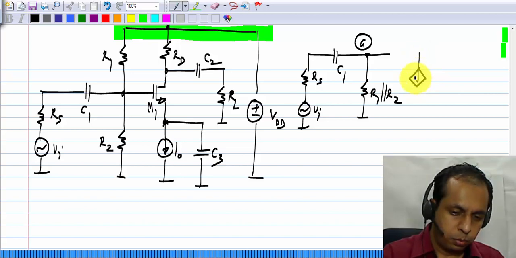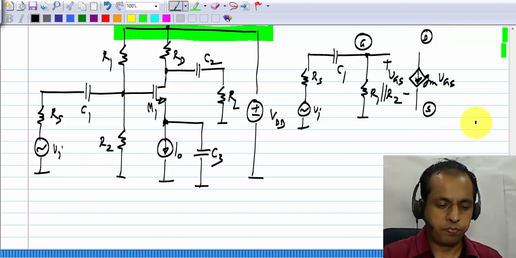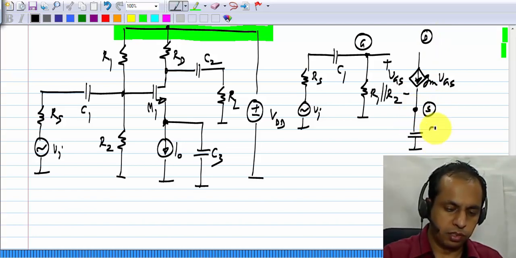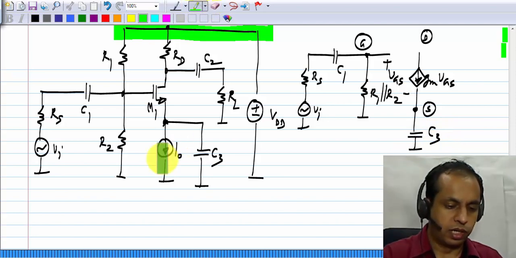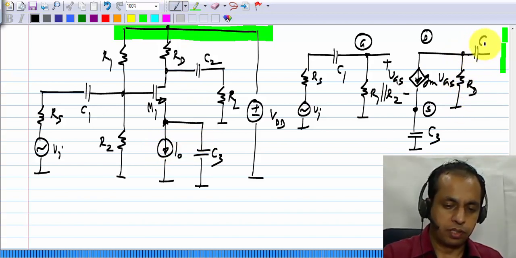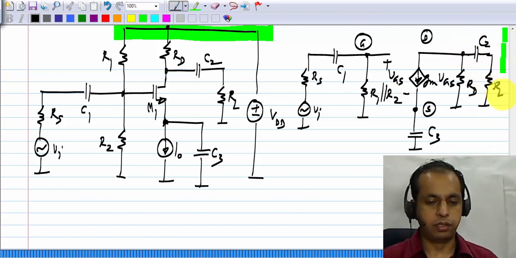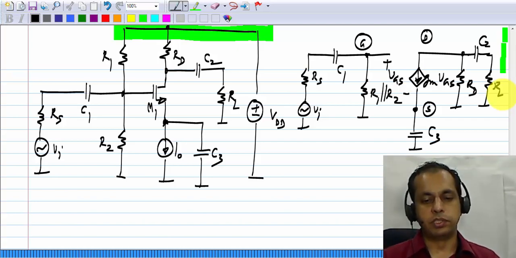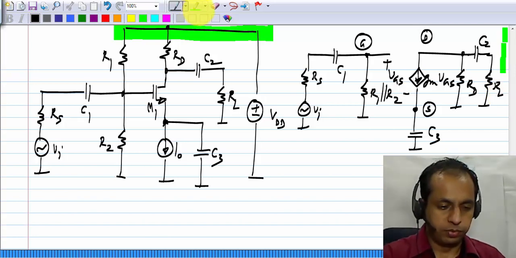Then we have our control source of the MOS transistor. This is VGS and that's gm VGS. This is the drain, this is the source terminal, and from the source terminal to ground we have the capacitor C3. This current source is an open circuit because it's a fixed current source, and from the drain to ground we have RD and the capacitor C2 and the load resistor RL. So this is the small signal incremental picture, and we have to make sure that C1, C2 and C3 are shorts at the signal frequencies.